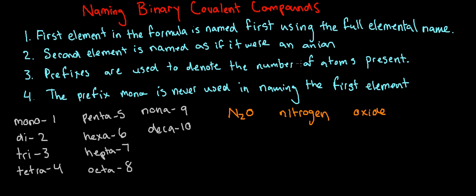Prefixes are used to denote the number of atoms present. Here there are 2 nitrogens, so this would be dinitrogen. And there is 1 oxygen. The prefix mono is never used in naming the first element, so that does not apply to this one because there are 2 nitrogens. So this is dinitrogen monoxide.